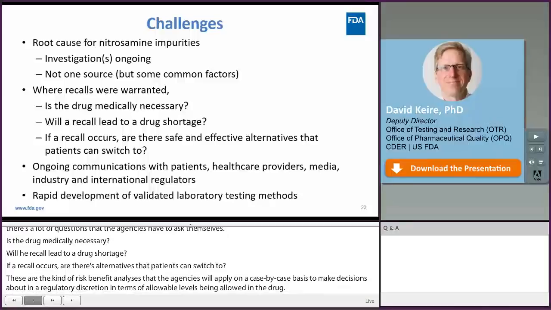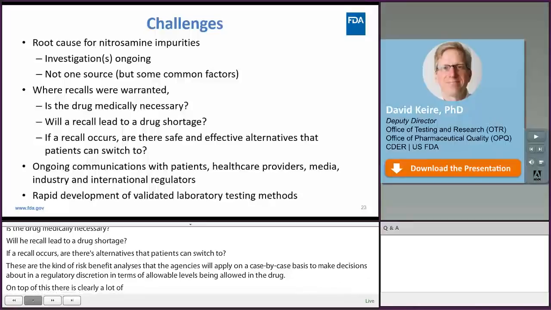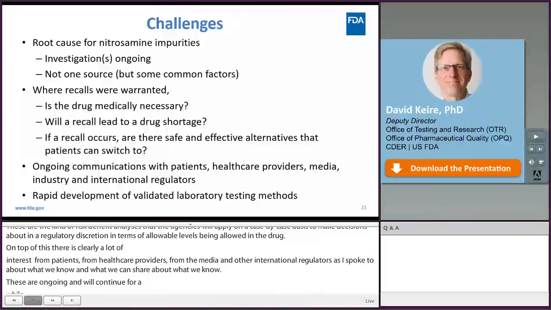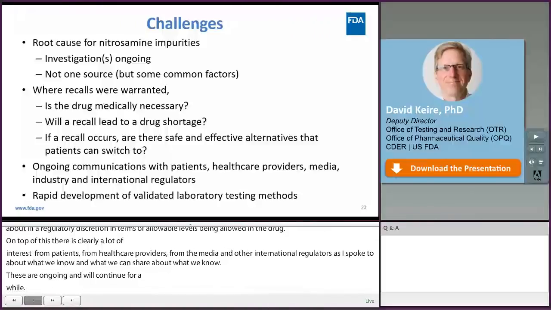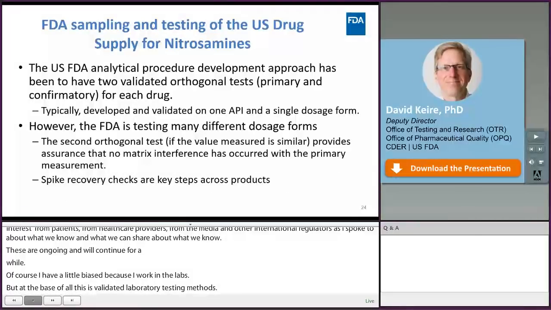On top of this, there's clearly a lot of interest from patients, from healthcare providers, from the media, and other international regulators, as I spoke to, about what we know and what we can share about what we know. And these are ongoing and will continue for a while. And of course, I have a little bias because I work in the labs, but at the base of all this are validated laboratory testing methods available to assess the quality of these drugs that are found to be at risk. And for the FDA, sampling and testing of the U.S. drug supply.